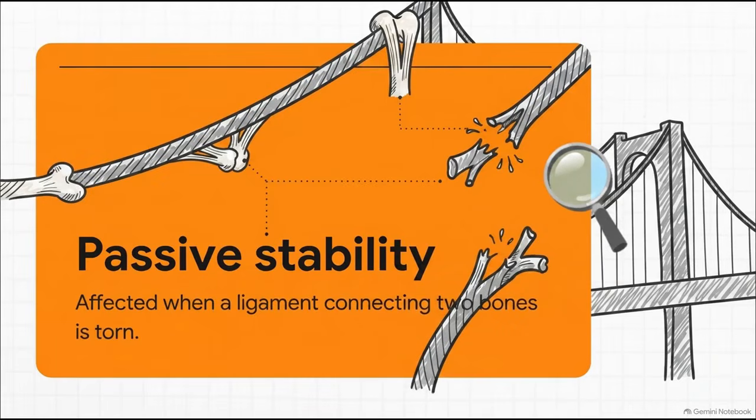Now, when we talk about the static cables holding this whole operation together, we're talking about passive stability. Think of your ligaments exactly like the thick, rigid steel cables on a massive suspension bridge. They don't flex or contract, they just hold the line. If a ligament snaps, your joint immediately loses its passive, built-in security, rendering the whole bridge structurally unsound.